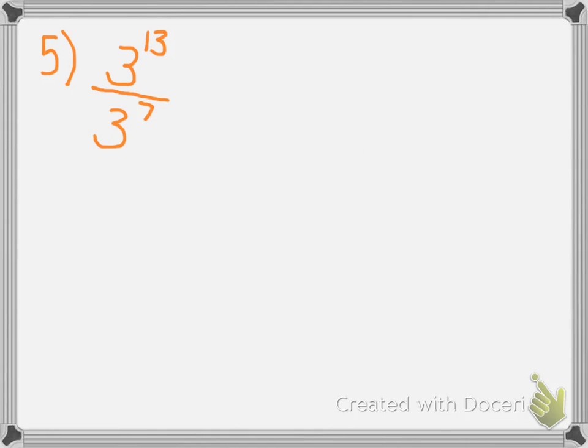On number 5, when we are dividing, you can either write it out, so you can write out 13 threes, and then 7 threes on bottom and cancel what you can. You can use the rules and subtract. Or you can just think about it. If you have 13 threes on top and 7 on bottom, how many are left? So you have 6 left, and they're on the top. What you will notice is your base does not change. Don't change it to a 1, it stays the same. So the answer is 3 to the 6th.